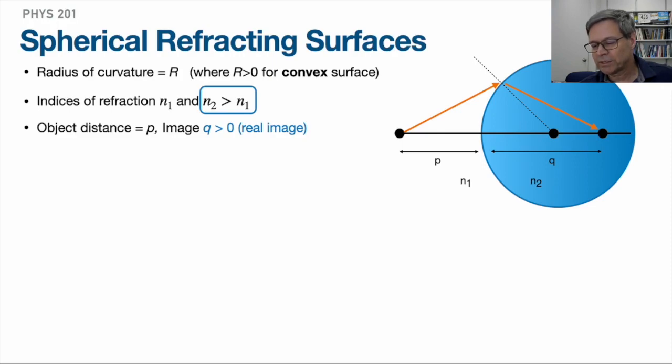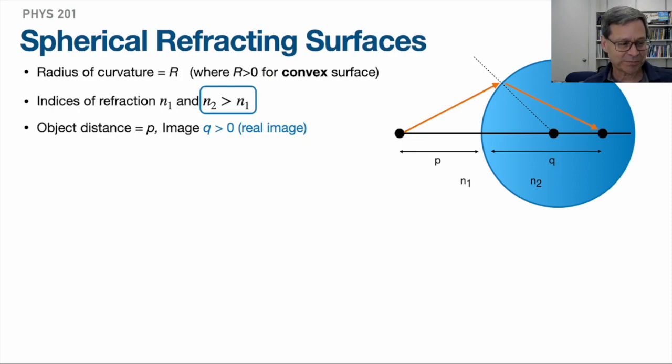So we have N2 larger than N1. As I said, the distance in front of the lens, sorry, not in front of the surface. I'm getting ahead of myself. I'm using lens. In front of the surface, that object distance is P. The image inside the other material, the other side of the single surface, is the image distance Q, and that's going to be positive for a real image. That convention stays the same as it was for mirrors. The image distance is positive for real images. And in this case, for a convex spherical surface, it's also positive when you're talking about refraction. Okay, I'll try to get those straight.